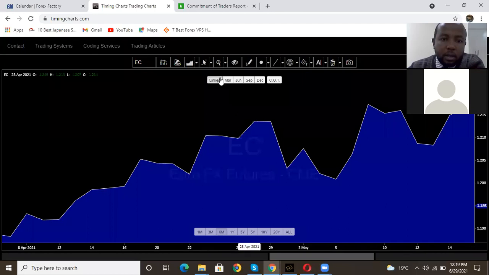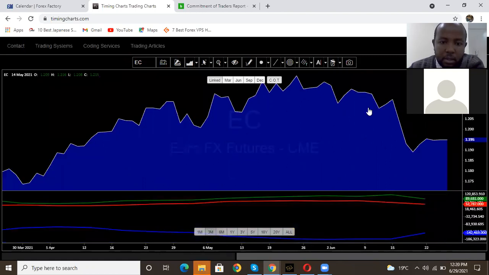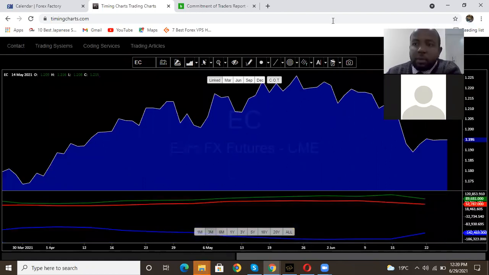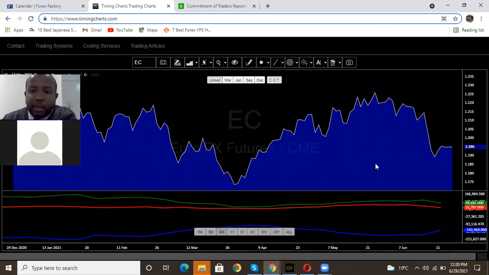So you can see I have March, June, September, October. Then we have COT here. Then I think I'll use 6 months. I have to move this to the side. So guys, you can see, so this is Euro.